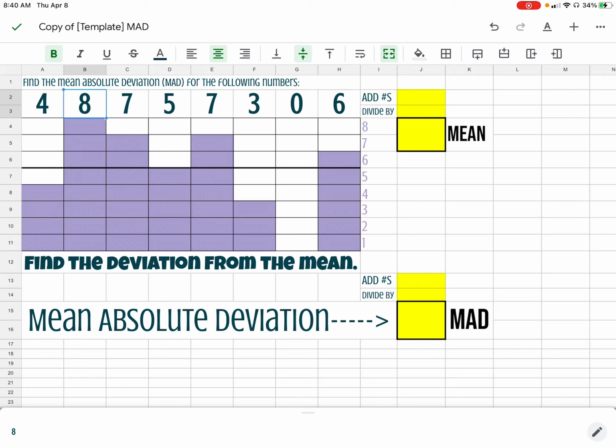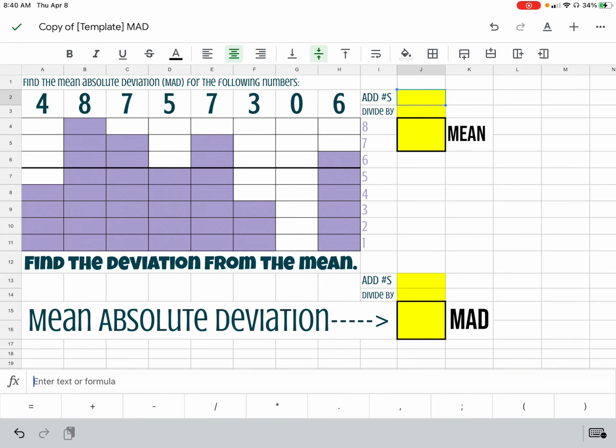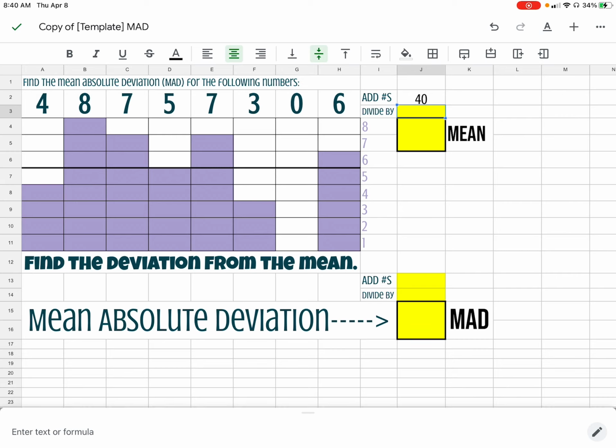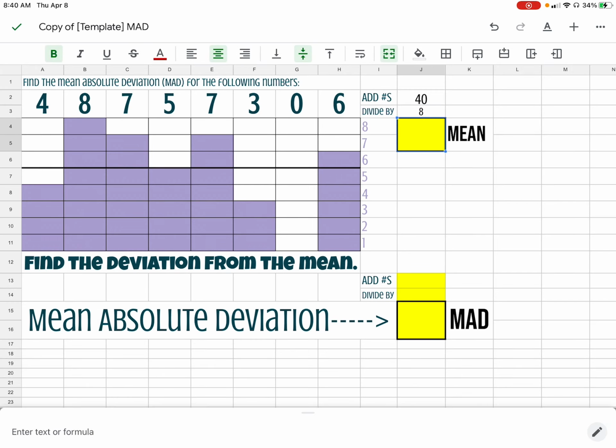So 4 plus 8 is 12, plus 7 is 19, plus 5 is 24, plus 7 is 31, plus 3 is 34, plus 6 is 40. So here my total is going to be 40, and we're dividing it by 8. The reason why we're dividing it by 8 is because we have 8 numbers. And so 40 divided by 8 is going to be 5.